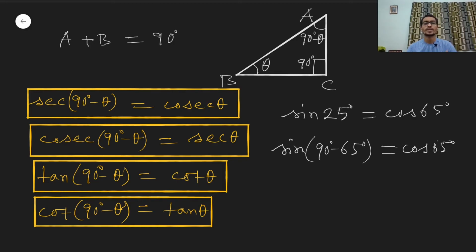And in that way, you can find, suppose, sec 27 degree will be equals to cosec, I think you got the answer, 63 degree. In this way we can relate the trigonometric ratios of the complementary angles.